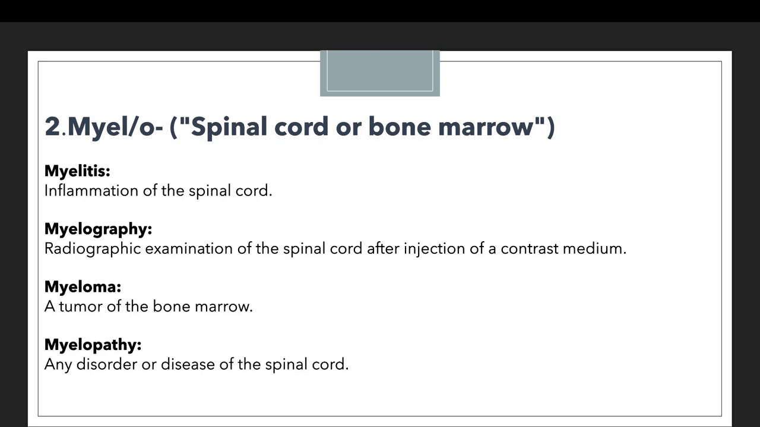Okay. So now if you look at all the examples again, you will find only a few things which are common, which is spinal cord or bone marrow. In every example, we are talking about either spinal cord or bone marrow, and that's the reason why we are using the prefix myel or myelo.